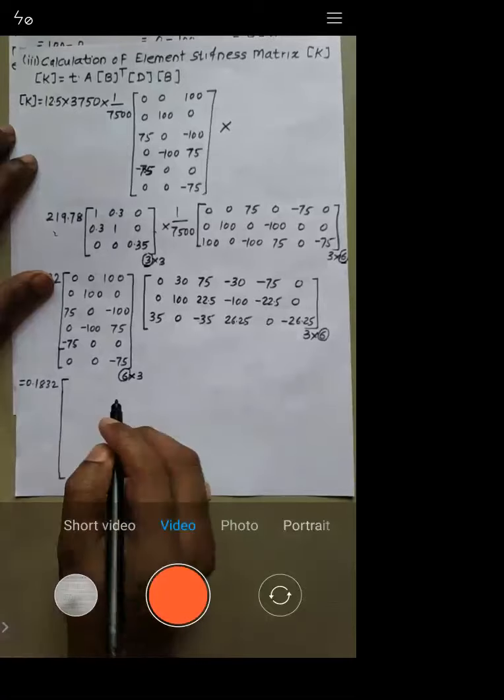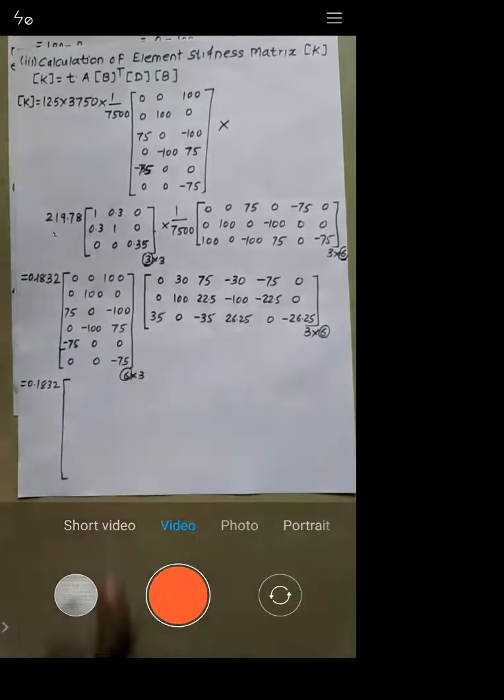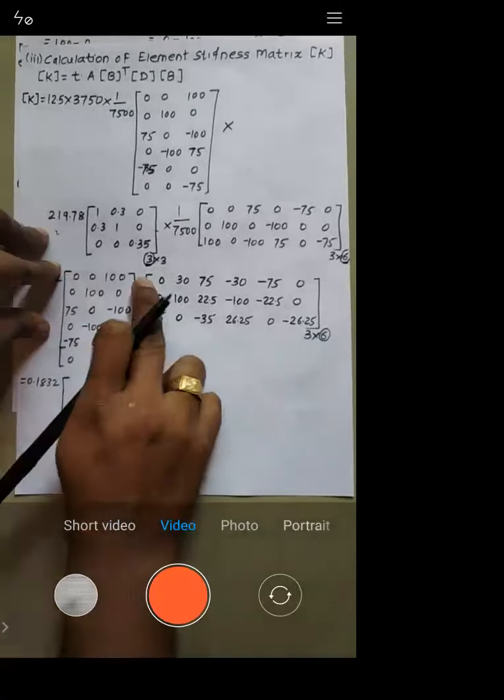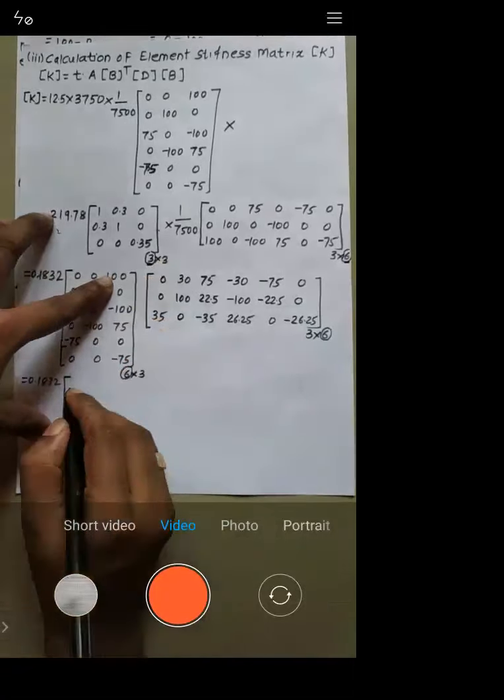Is it okay? Yes or no? So this into this. Right? You need to do. Let's start. This into this. This row into column. Initial two terms are 0. So 100 into 35. It's 3,500, right? Next, initial two terms are 0. 100 into 0 is 0, right? Initial two terms are 0. 100 into minus 35 is minus 3,500, right? Next, initial two terms are 0. 100 into 26.25, it is 2625, right?